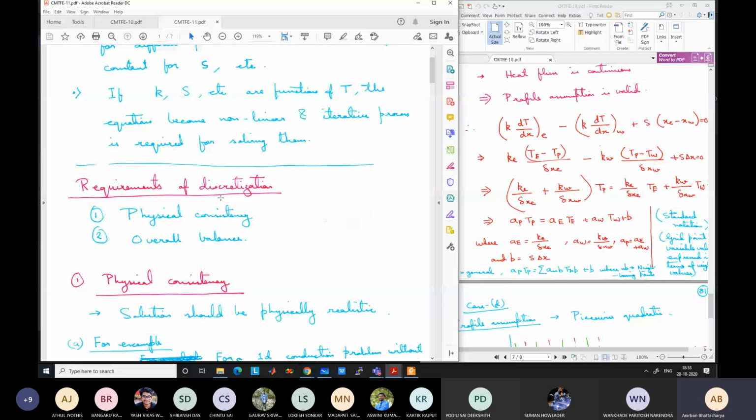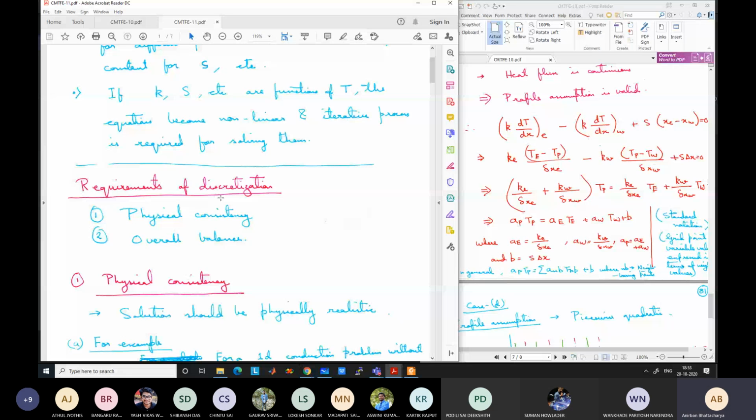But if our model gives us that the temperature becomes minus 20 degrees after calculation, it is physically not consistent, because with a positive heat source, temperature cannot go down, it has to go up. So both things are different. Accuracy is different and physical consistency is different. That we have to be careful about. Any discretization scheme has to be physically consistent, although it can be inaccurate. Accuracy depends on many other factors.